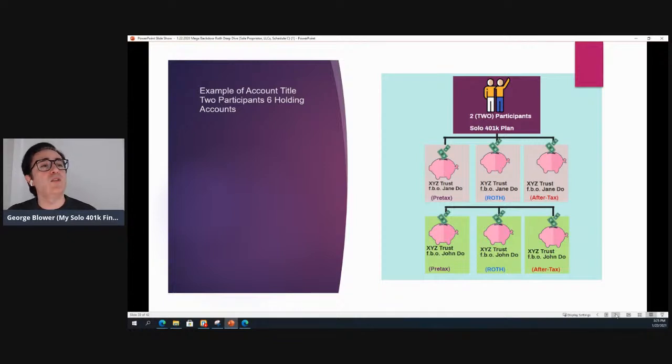This next slide illustrates how you might have two participants, each with their own set of three accounts: pre-tax, Roth, and after-tax. So we've got a set for Jane and a set for John Doe.